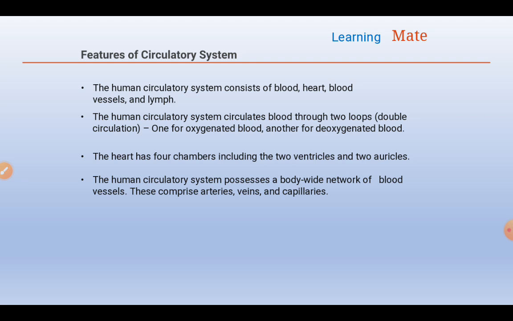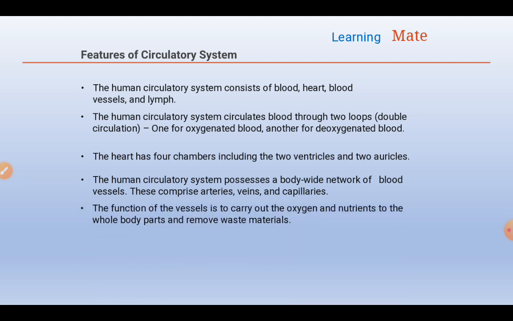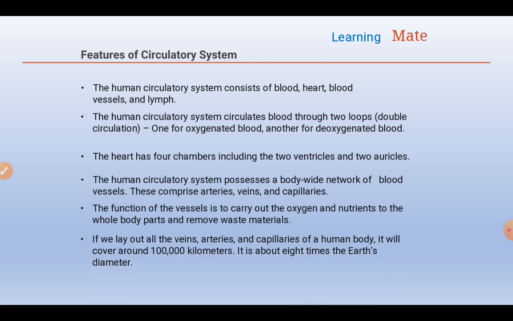These are the structures through which the heart pumps blood to all parts of the human body. The function of these vessels is to carry oxygen and nutrients to the whole body and also remove waste materials from the body. If we were to lay out all the veins, arteries, and capillaries of a human body, it would cover around 100,000 kilometers. This means that it's about 8 times the Earth's diameter.